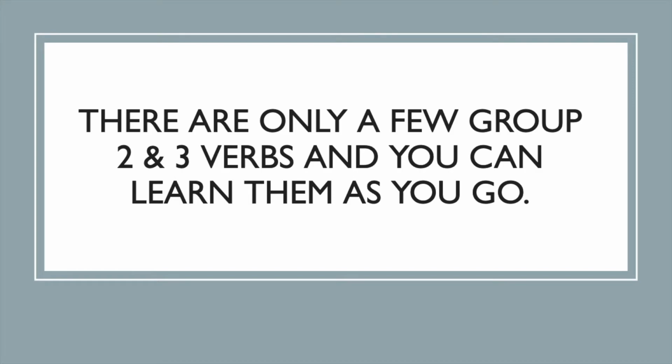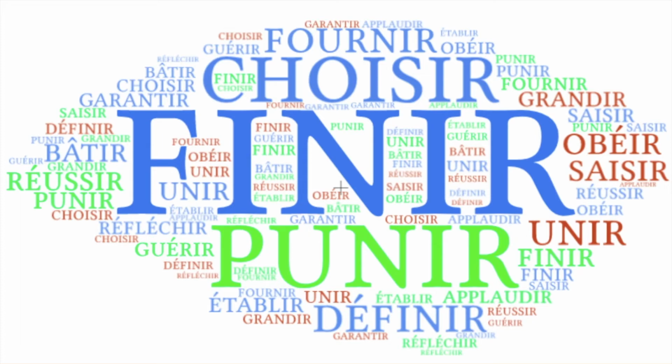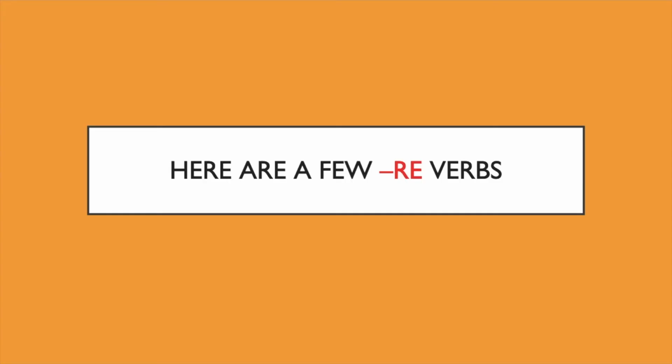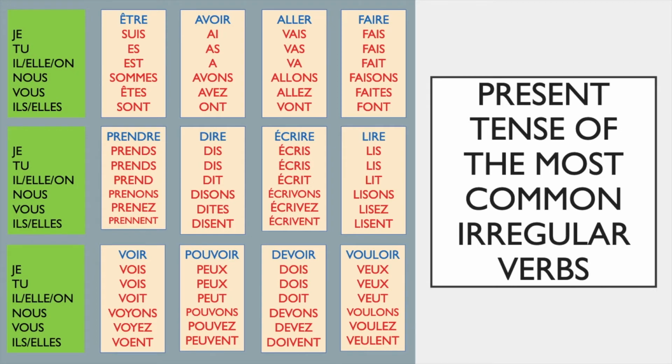Now, there are only a few of those group 2 and 3 verbs, so you can learn them as you go. Now, let's have a look at a few of those IR verbs. Here is a list that you may pick and choose and decide that you will remember them, or a list of RE verbs that you may want to pick and choose to remember. Here they are. And the last thing is irregular verbs.